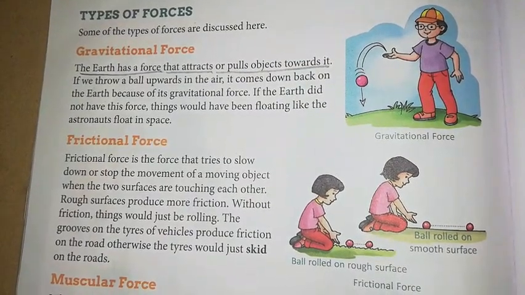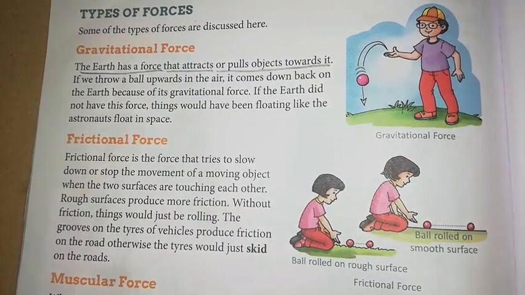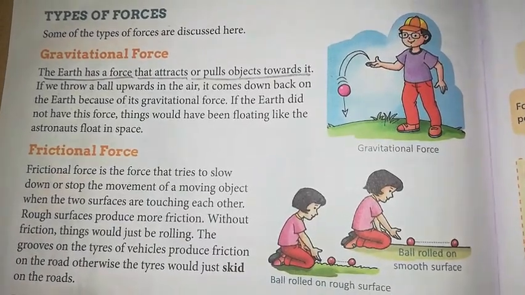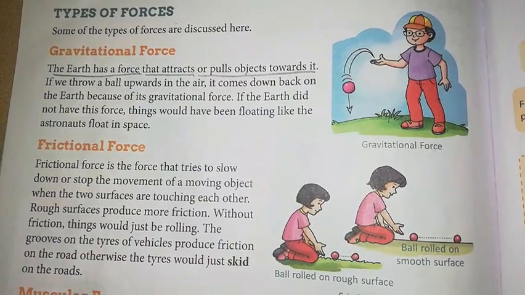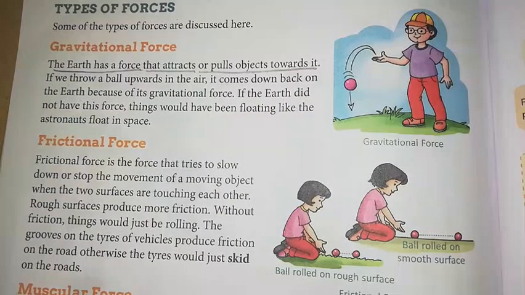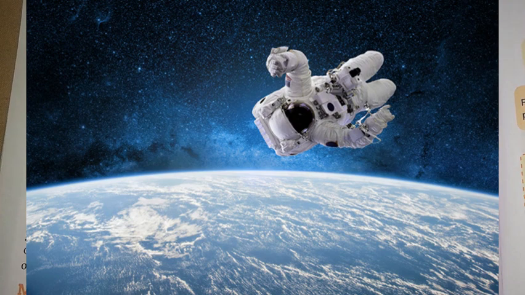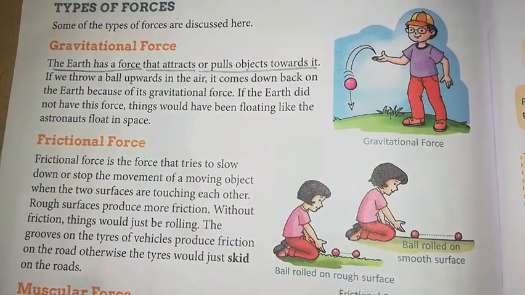When we throw a ball up in the air, it always comes back. This is because of Earth's gravitational force. It means the earth pulls the ball towards it when the ball is in the air. Now, think what will happen if earth has no gravitational force? If earth has no gravitational force, things will float just like astronauts float in space. Now let's watch a small video to understand more about gravitational force.